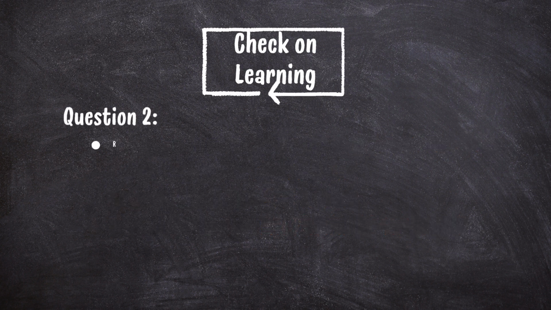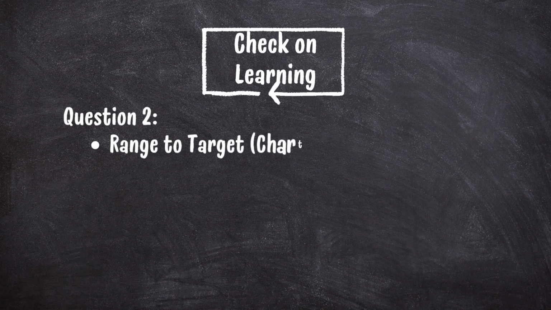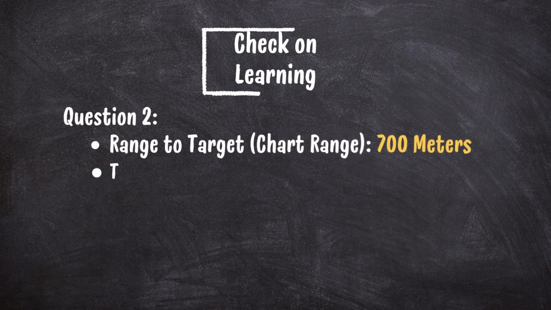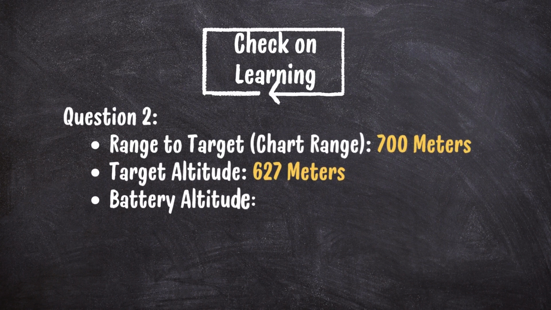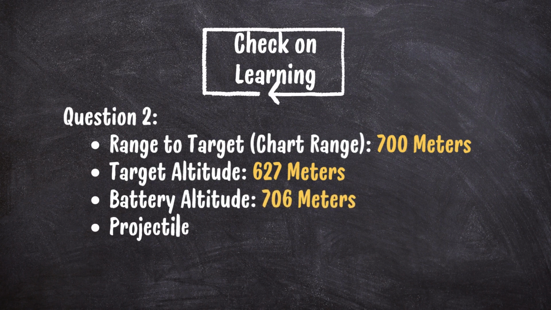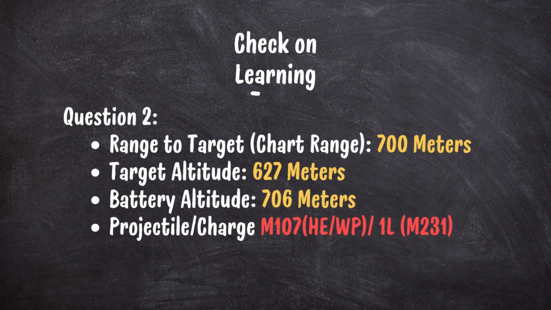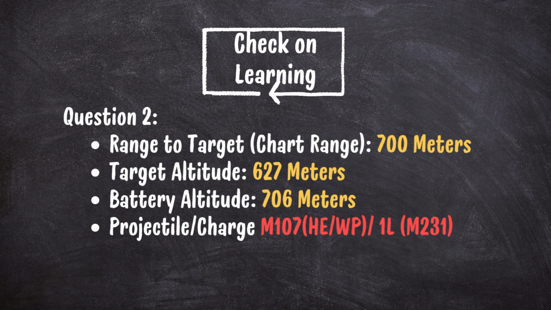Question 2. Range to target, chart range, 700 meters. Target altitude, 627 meters. Battery altitude, 706 meters. Projectile, charge Mic 107, HE or white phosphorus. 1 Lima, Mic 231.